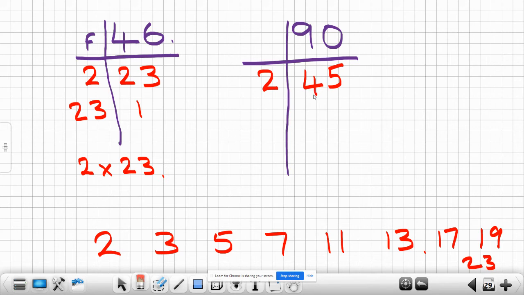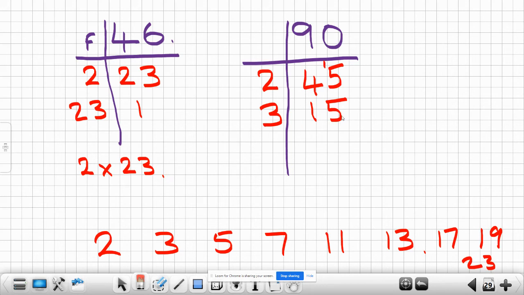Now, that might be difficult to get your head around. 4 and 5, if you add them together, make 9, which is in the 3 times table. Therefore, 45 can be divided by 3. So I'm going to put a 3 there. 3 goes into 4 once with a remainder of 1. 3 goes into 15 5 times. So there you go. We've taken out a prime factor of 3.